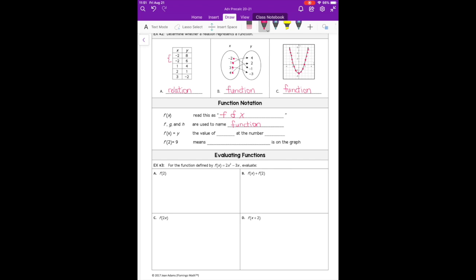All right, so if I have f of x, it's always equal to y because it is the value of the function at the number x. That's the reason why it always is equal to y. So f of 2 equals 9 must mean that (2, 9) is on the graph, because this is my x value and it equals my output, which is known as my y value.